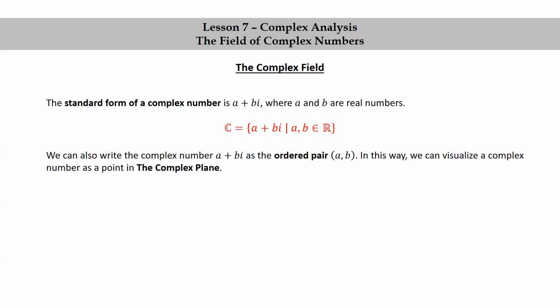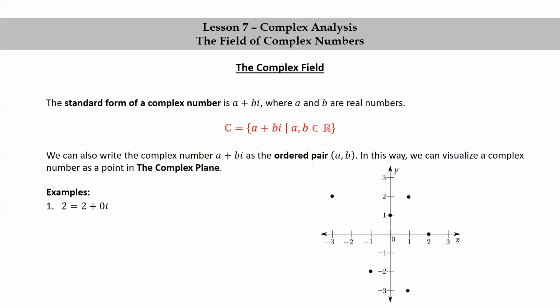In this way, we can visualize a complex number as a point in the complex plane. Here's a picture of the complex plane with some points plotted. Let's look at some examples, specifically the points that I have plotted there. The complex number 2 is an abbreviation for 2 plus 0i. As a point, we could write it as (2, 0), and we see it in the complex plane, 2 units to the right of the origin on the x-axis.